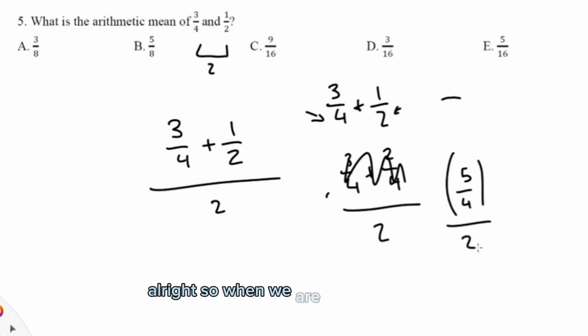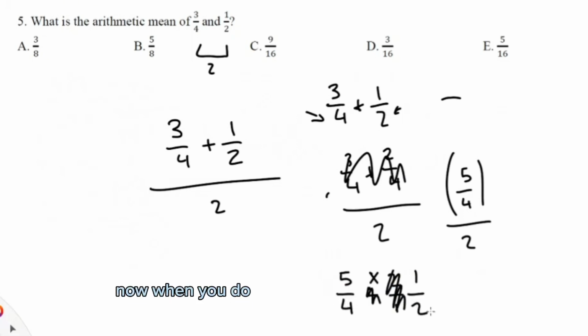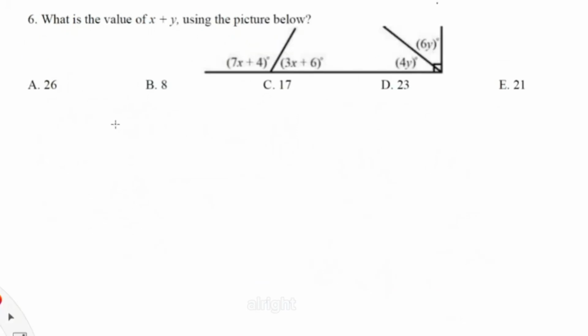Alright, so when we are dividing by 2, we can also say that this is 5/4 divided by 2 over 1. Now when you divide by a fraction, you can solve that by simply doing the reciprocal. The reciprocal means you're taking the numerator and denominator and switching them, and then you change the division to a multiplication sign. So this becomes 5/4 times 1 over 2. That's 5 times 1, which is 5, and 4 times 2, which is 8. And we're left with 5/8. And that's your answer.